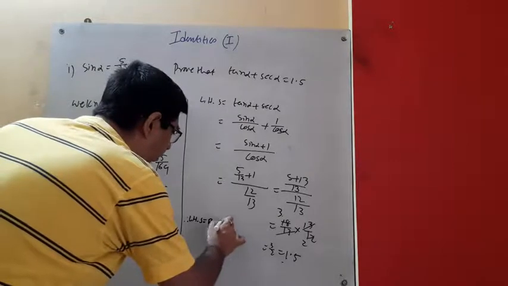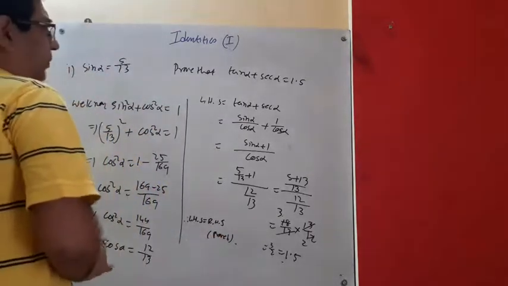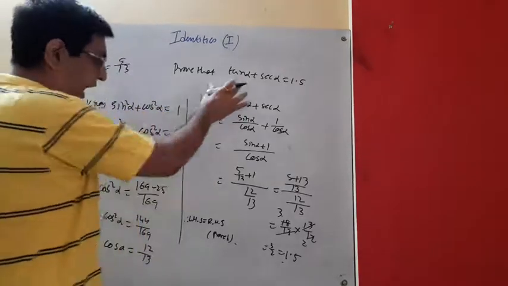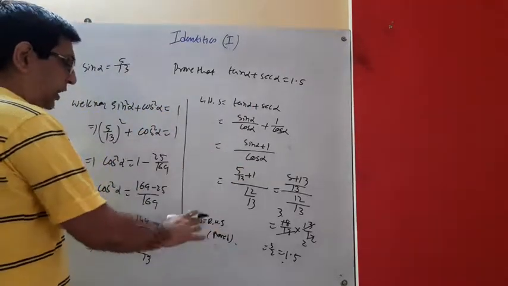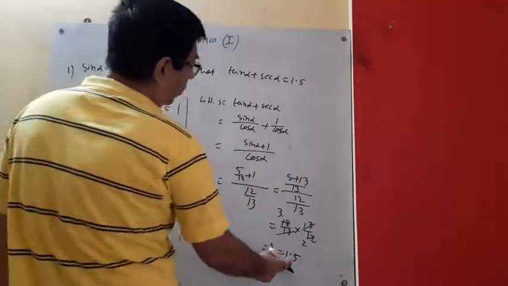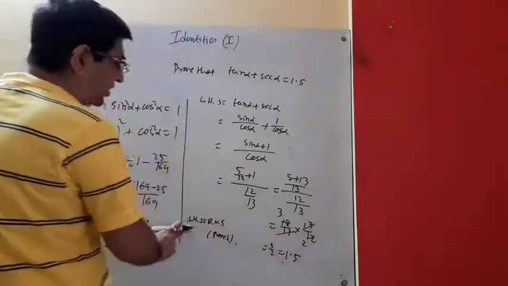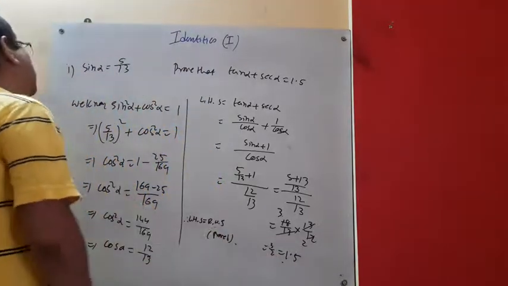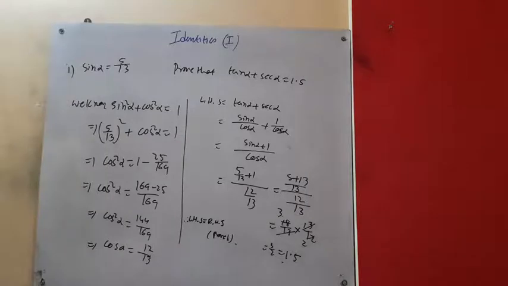You should follow this method. To prove this one, at first we write LHS, put the value, and whatever I have got, 1.5, so LHS equal to RHS, proved. Okay, this is the first one. Now we'll go to the second one.